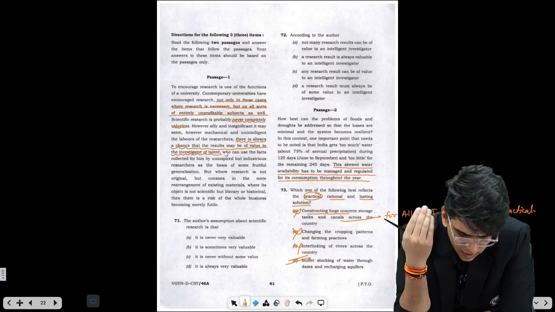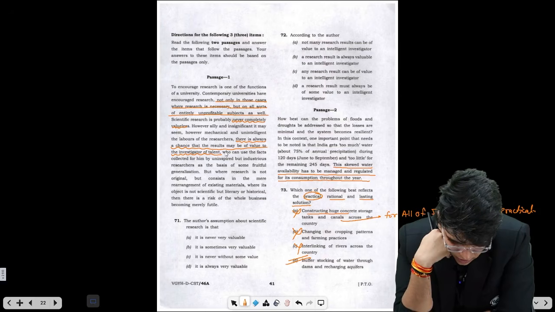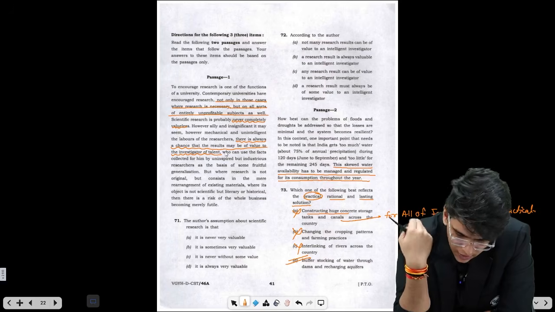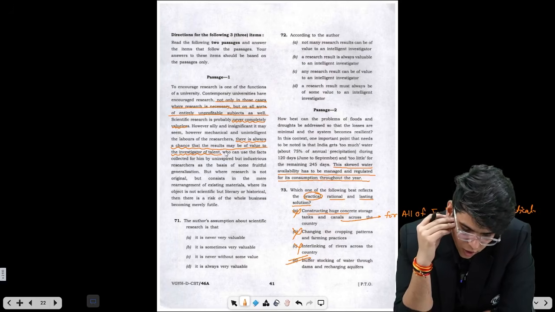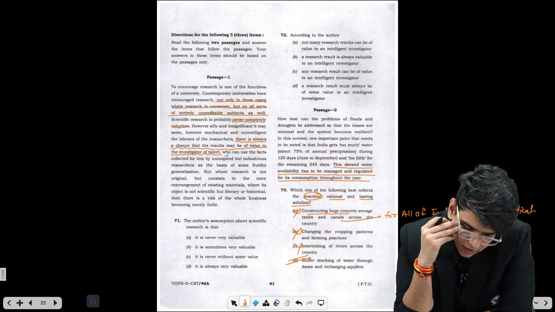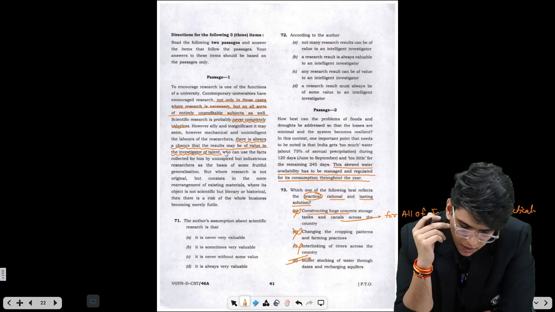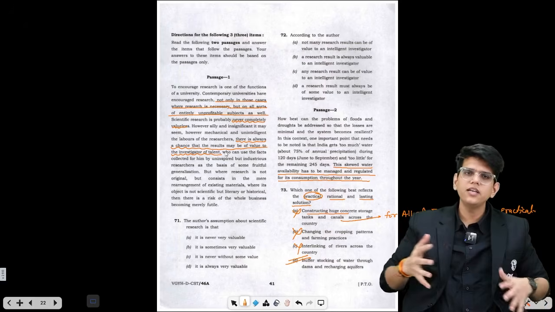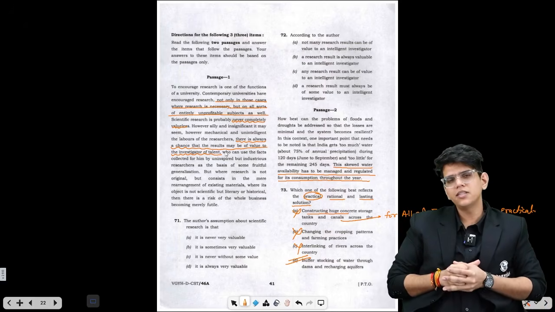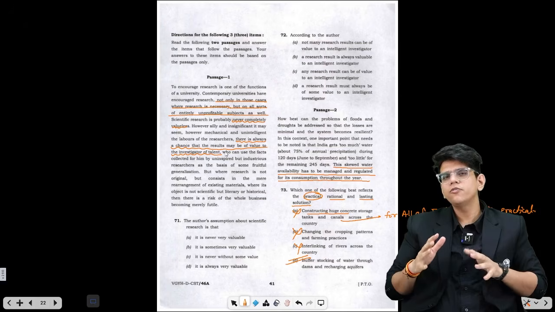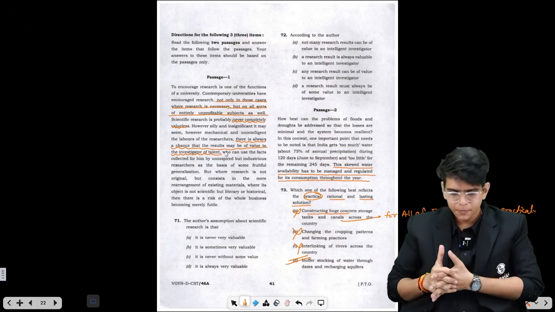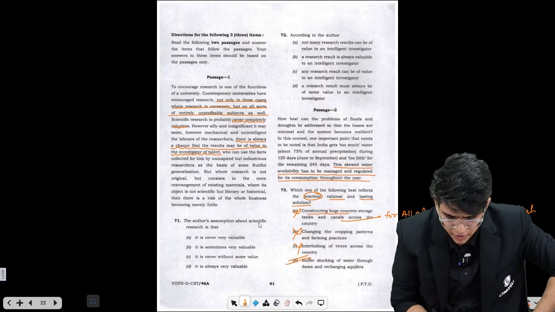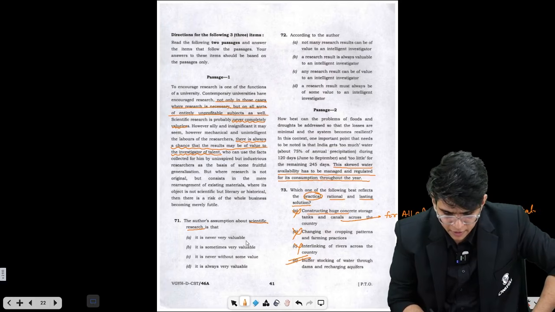Who can use the facts collected for him by uninspired but industrious researchers as the basis of some fruitful generalization? But when research is not original but consists in the mere rearrangement of existing materials, where its object is not scientific but literary or historical, then there is risk of the whole business becoming merely futile. Basically, he wants new research to be done. There should be new researches, and it should not be just rearrangement of the things on which people have already researched. The author's assumption about scientific research is that it is never without some value. Basically, it is never without some value.